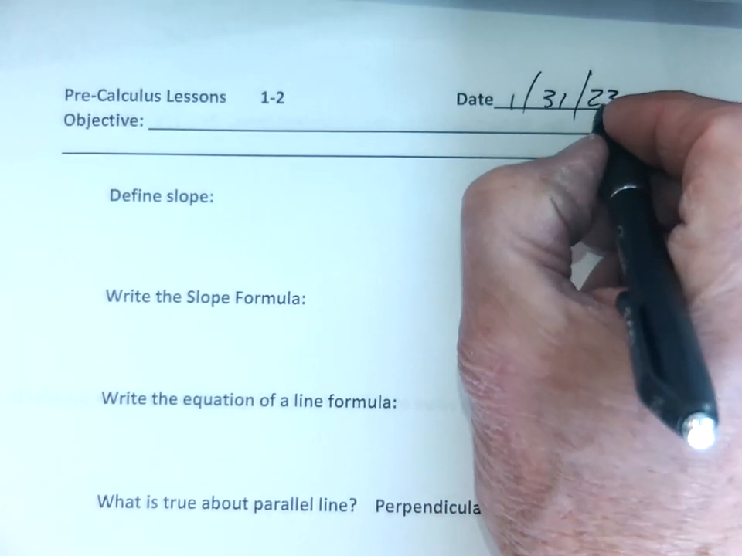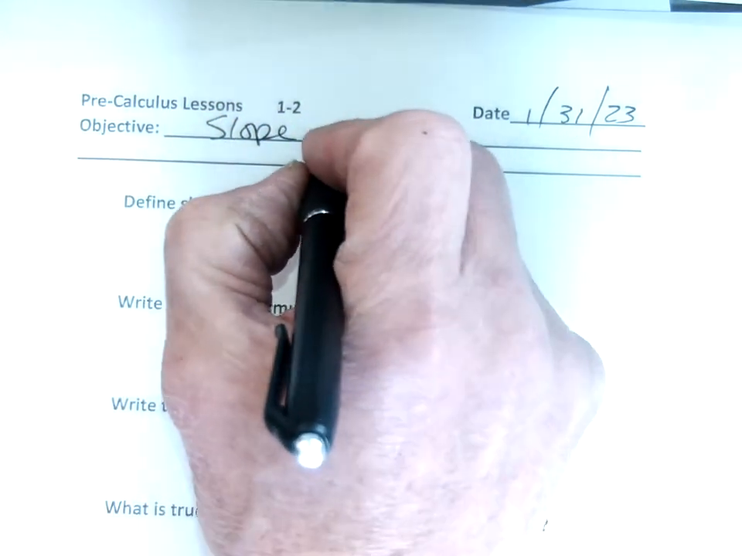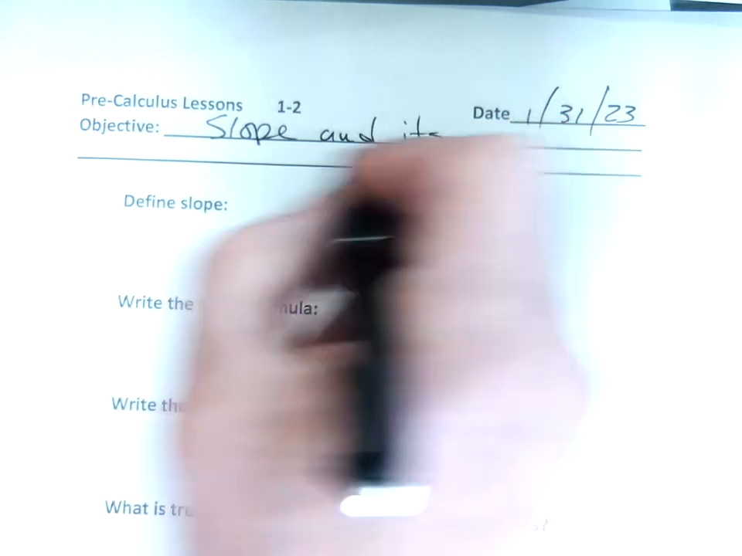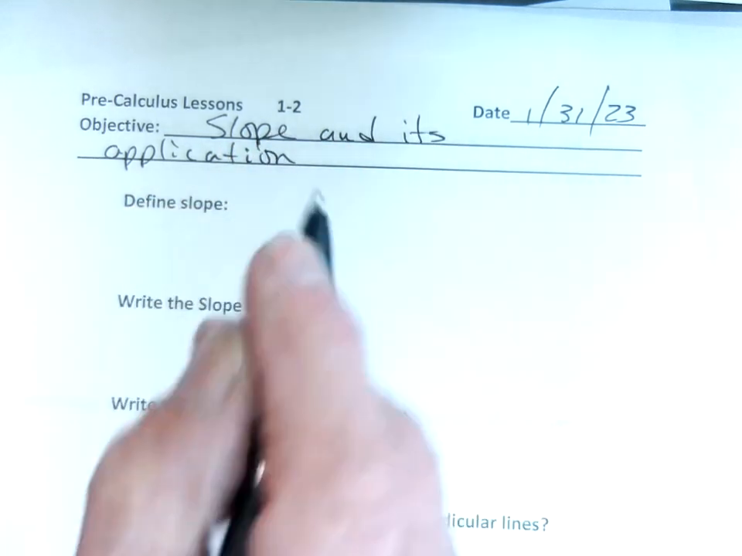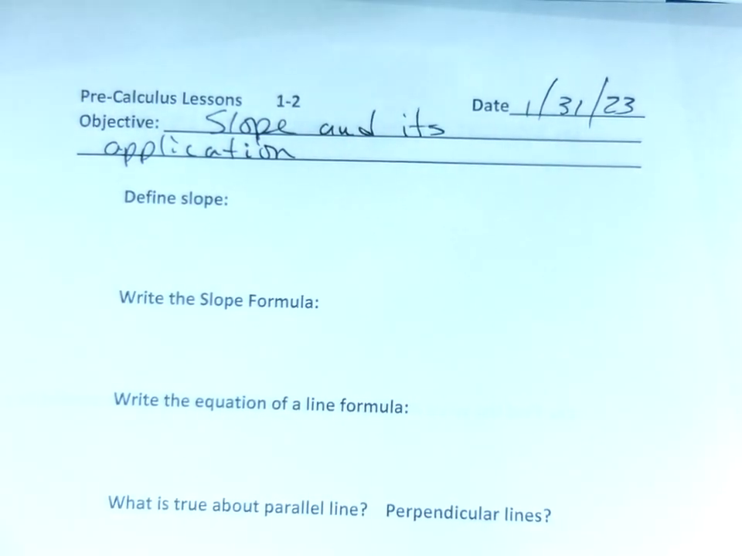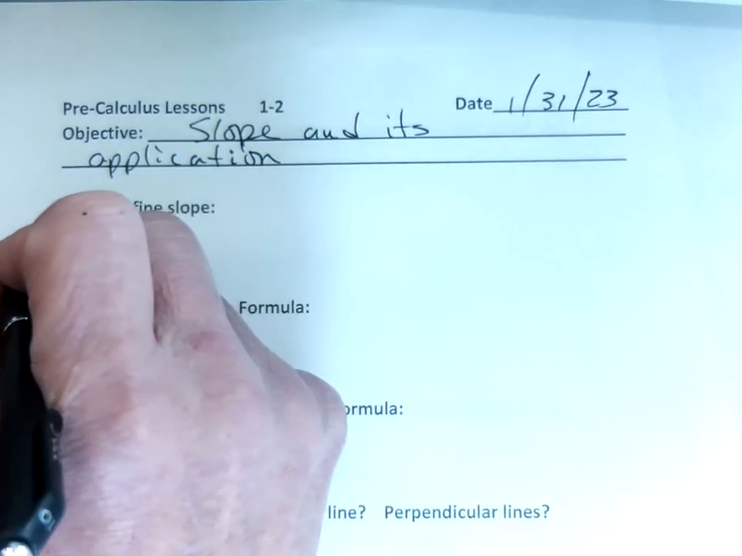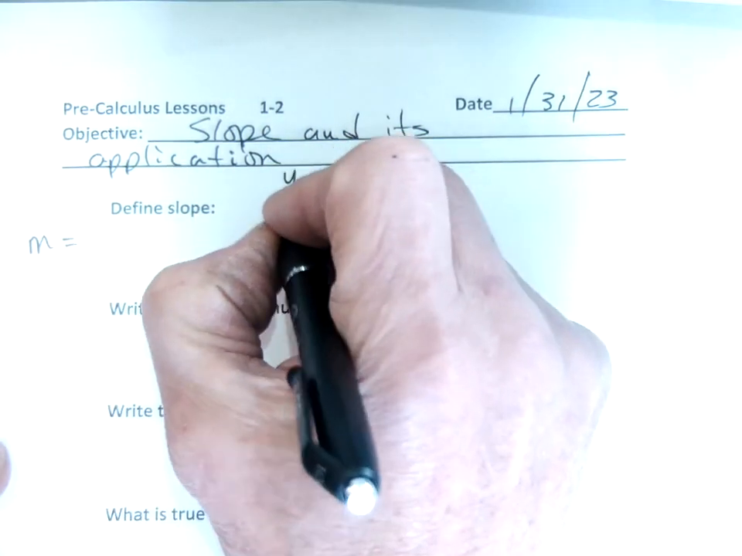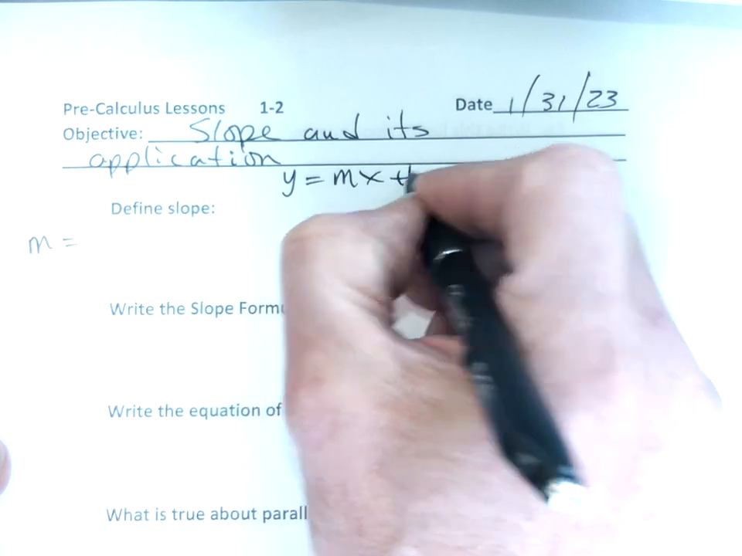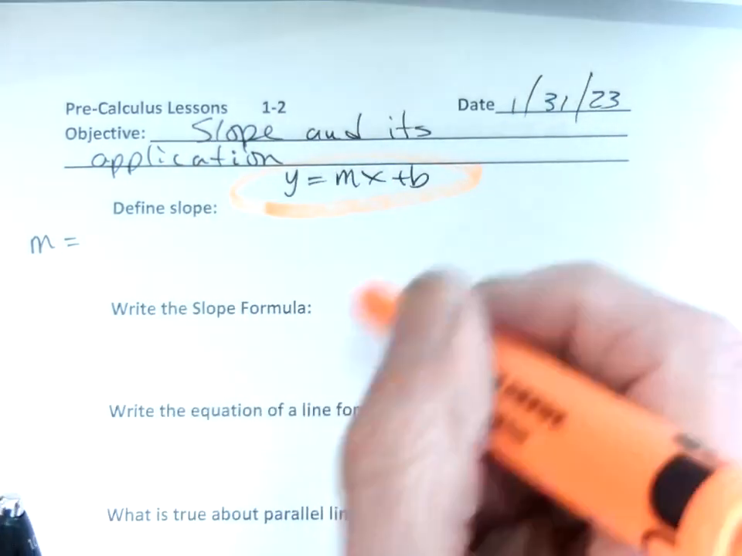That's awesome. So our objective is to talk about slope and its application. Okay, we're talking about slope and its application, okay? So to define slope, the easiest way, and we like the symbol m, and we use the symbol m because we like y equals mx plus b, right? You guys have seen that. So we use the symbol m, and it just means slope. We've seen that before.